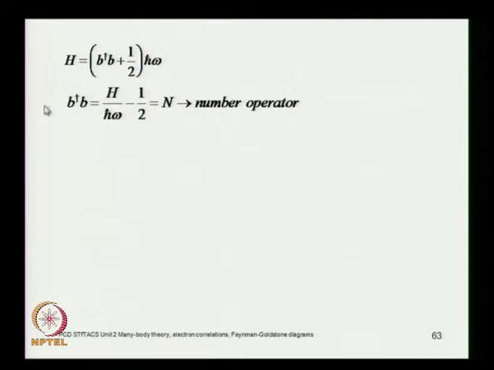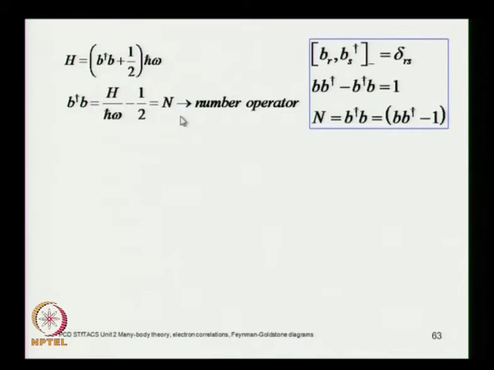So, this is now your number operator b dagger b, because this will give you n plus half h cross omega. This is your number operator, and the fundamental commutation rule, if you remind yourself of what it is, b b dagger minus b dagger b is equal to 1, okay, which means that b dagger b is b b dagger minus 1. Now, we can play with these terms to get some very useful results.